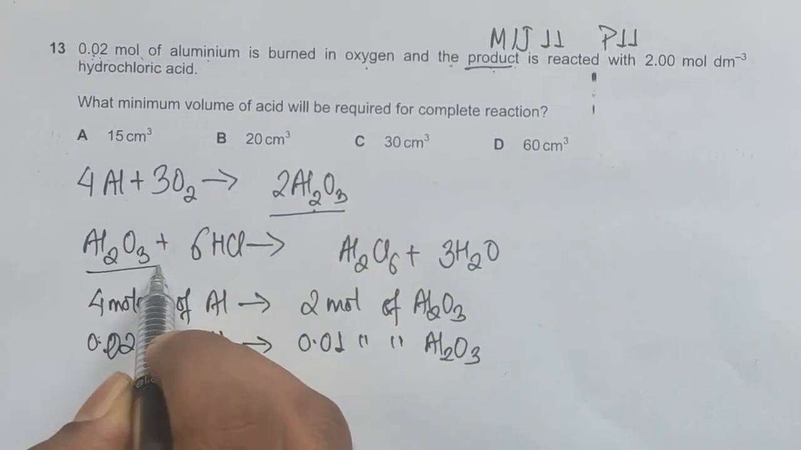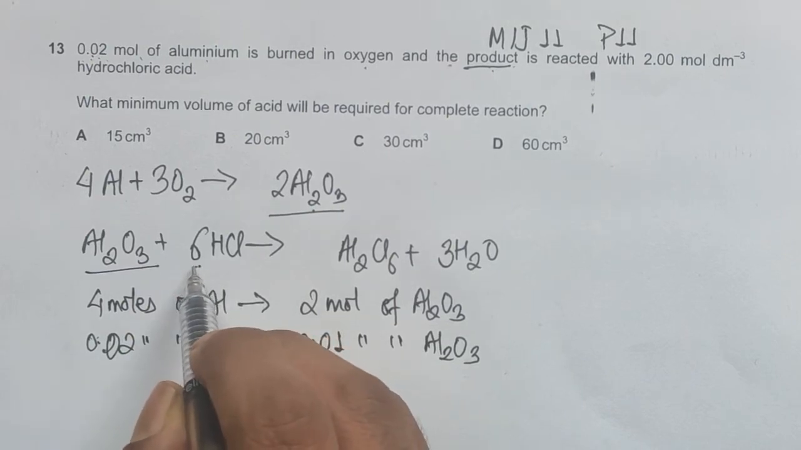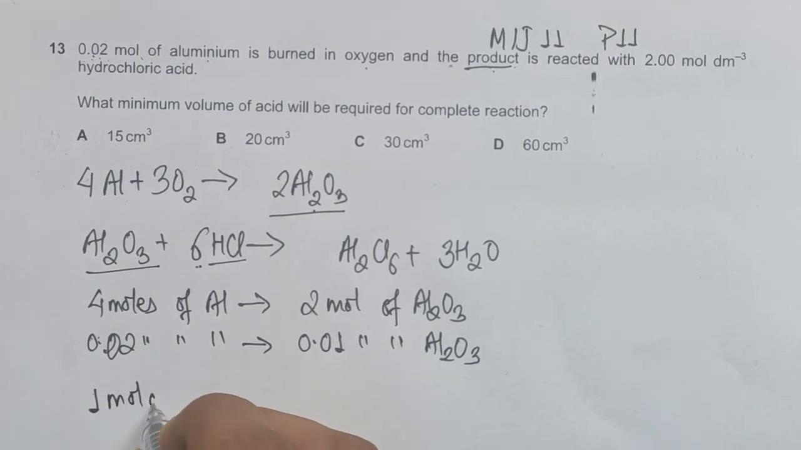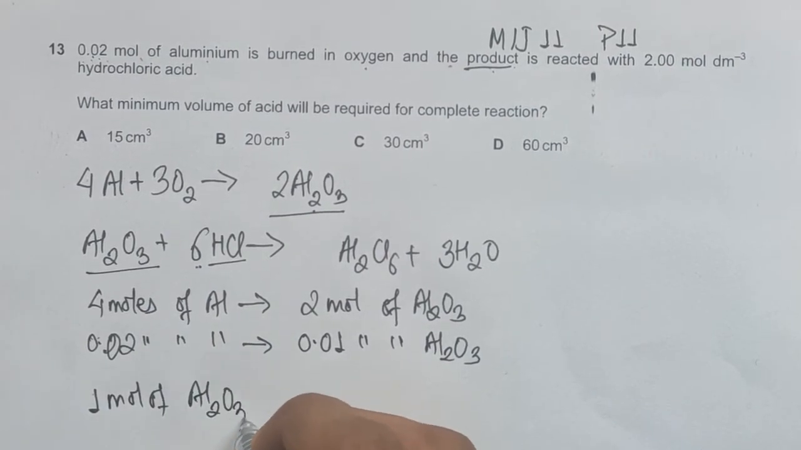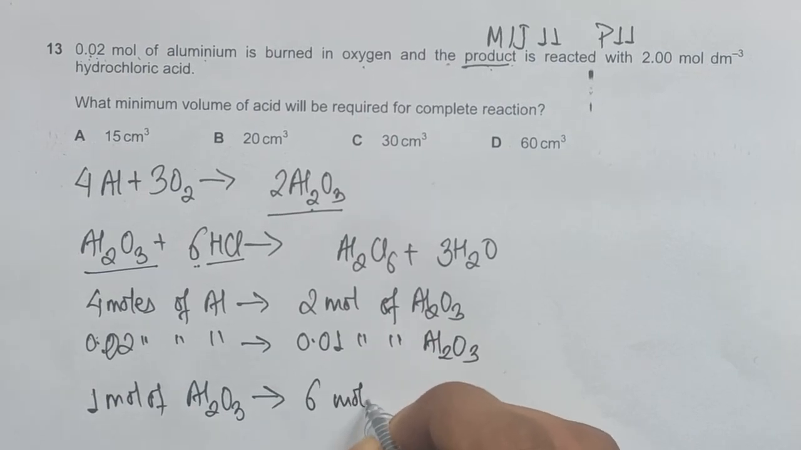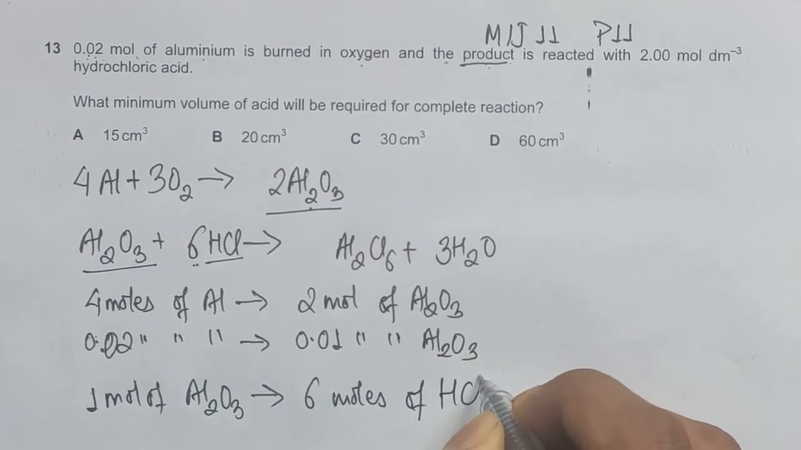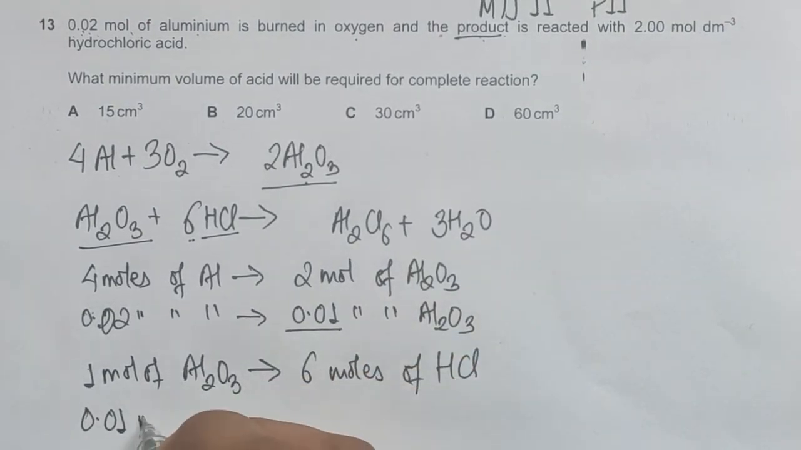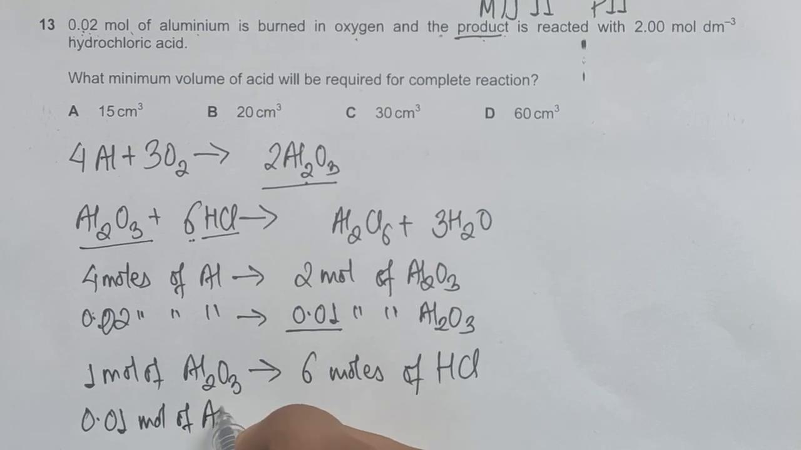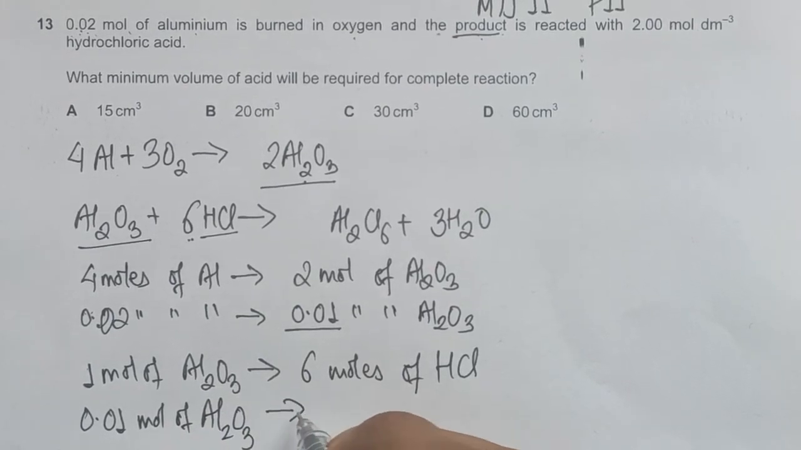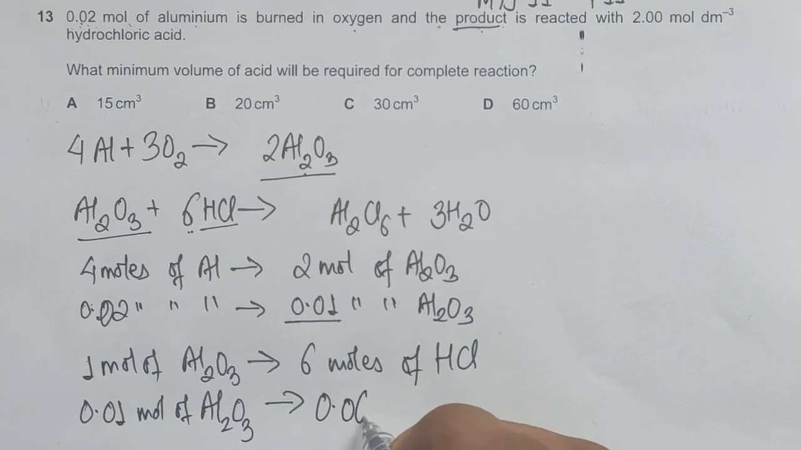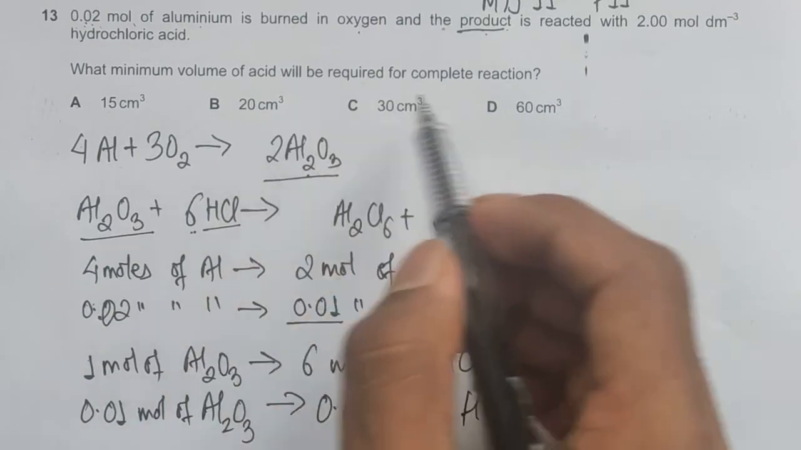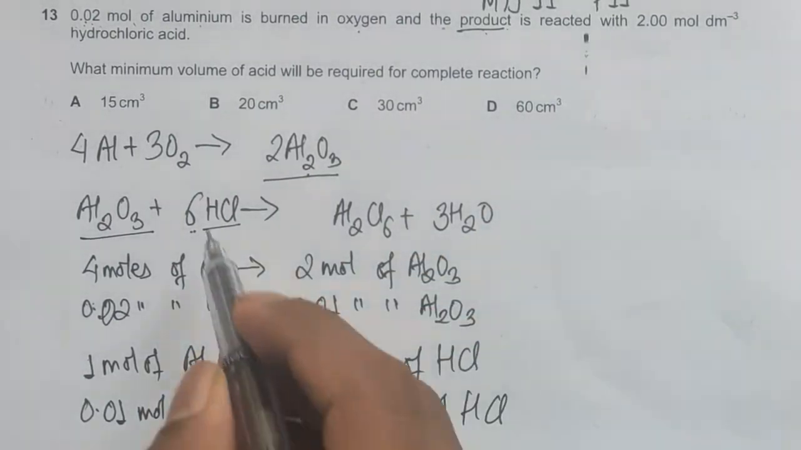0.01 mole of Al2O3 and reaction between HCl gives us this product. So 1 mole of Al2O3 gives 6 moles of HCl. And 0.01 mole of Al2O3 should give us 0.06 moles of HCl. So our moles of HCl is 0.06.